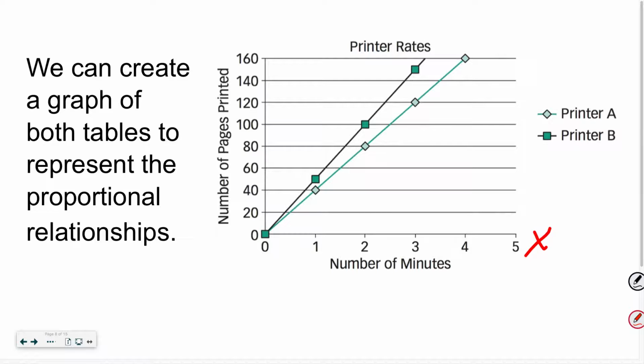Really quick, why does it make sense that for both of these scenarios, they would go through the origin? Why does that make sense in this scenario? Think about what the origin represents. Because in 0 minutes they're both going to print 0 pages. Yeah, if no time passes, no pages are going to print. I want to know what printer is printing in no time. Like literally no time.